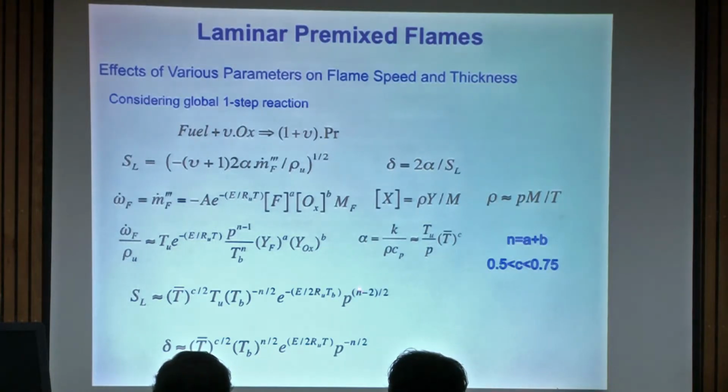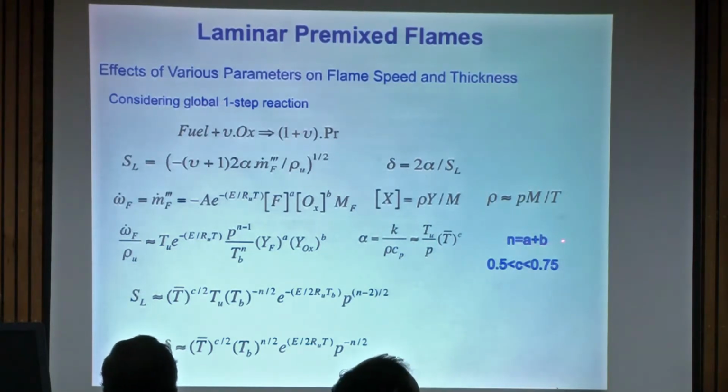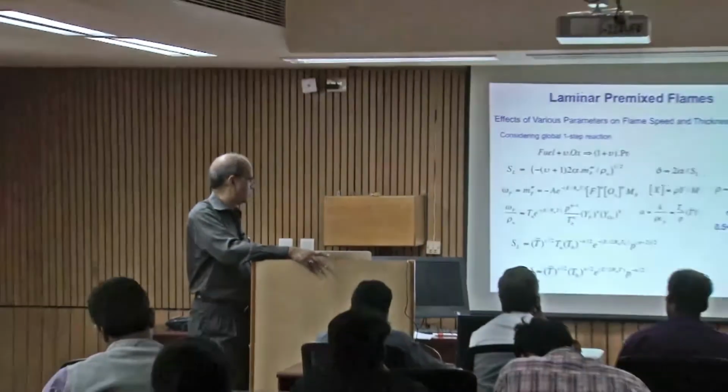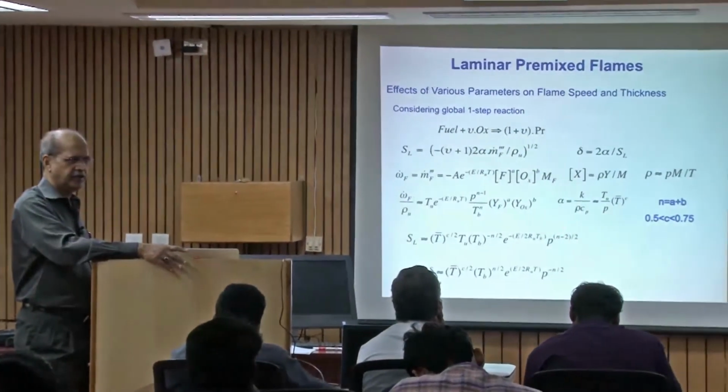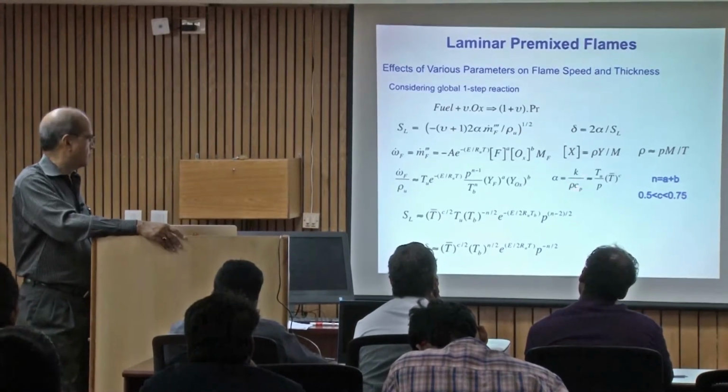And then the pressure effect is n minus 2 divided by 2. What is n? n is A plus B. So people normally take n equal to 2, a second order reaction. But the results show that this n varies a lot if you change the pressure. It's not always 2.